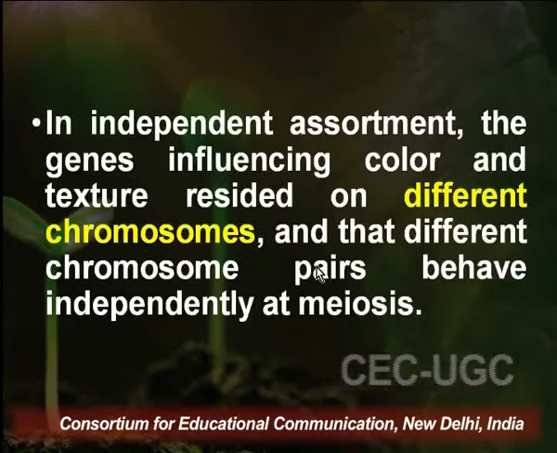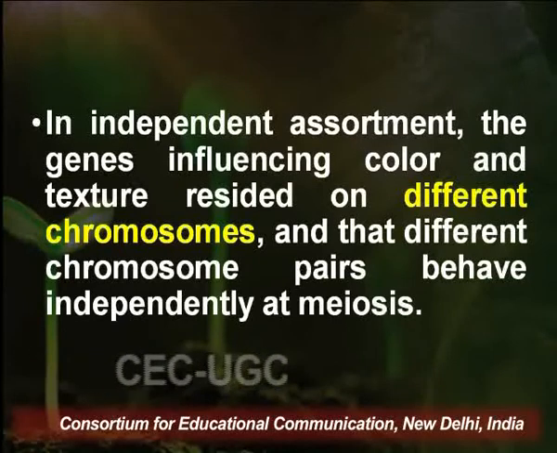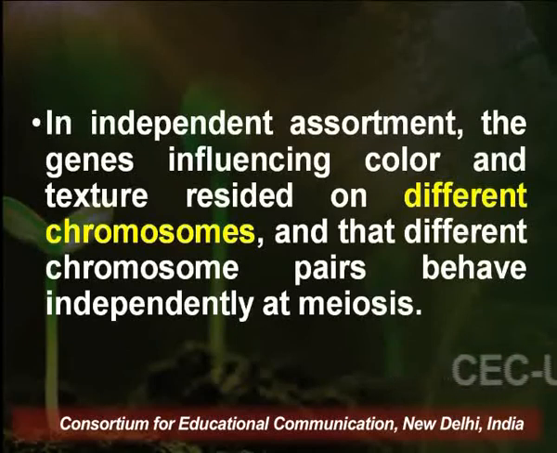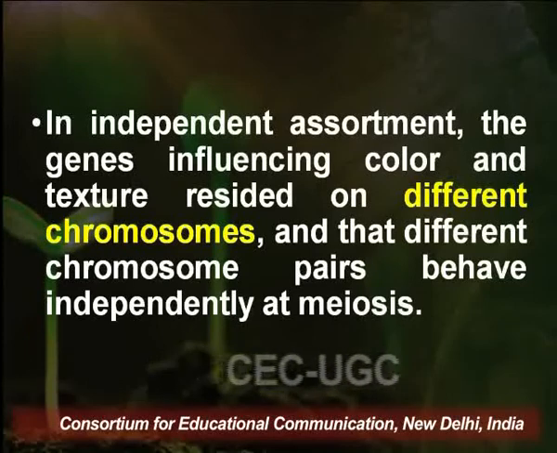So in other words, the genes which are influencing the color and the texture definitely are residing on different chromosomes, and therefore the different chromosomes or chromosomal pairs are going to behave independently of each other at meiosis. What do we wish to say here? We wish to signify that the inheritance of color is going to be independent of that of texture and vice versa.